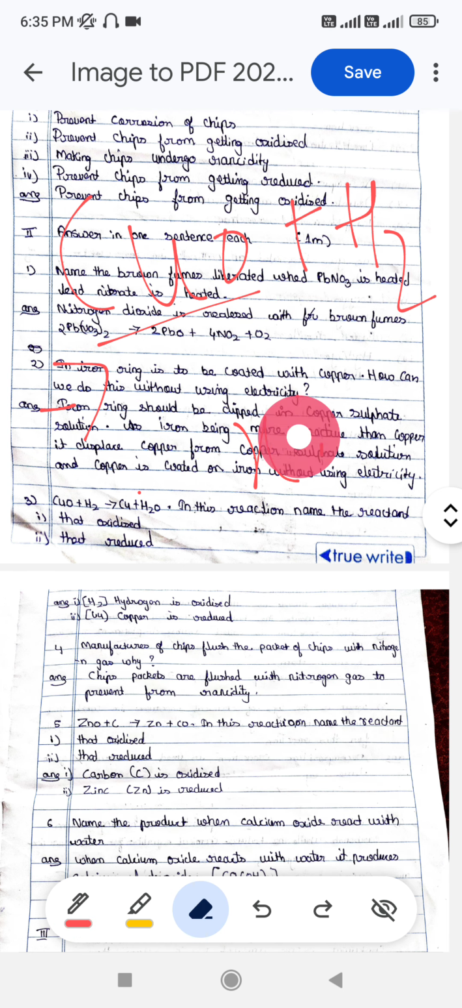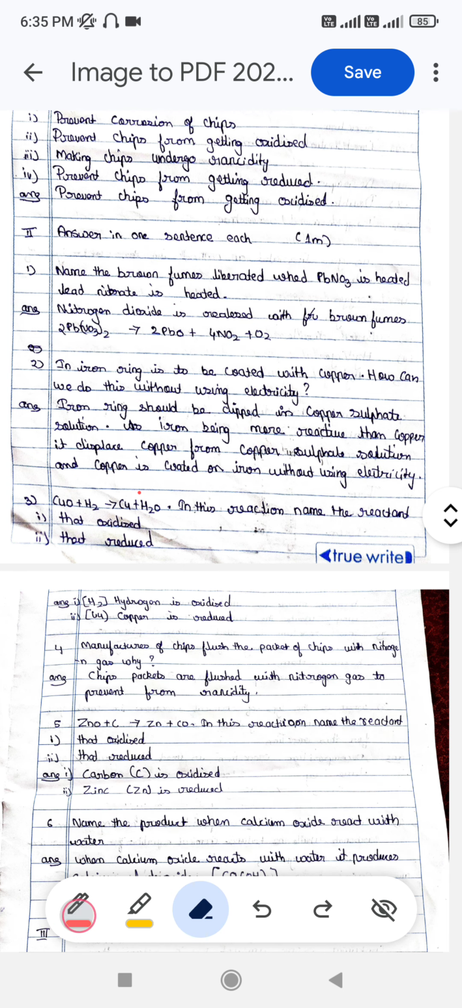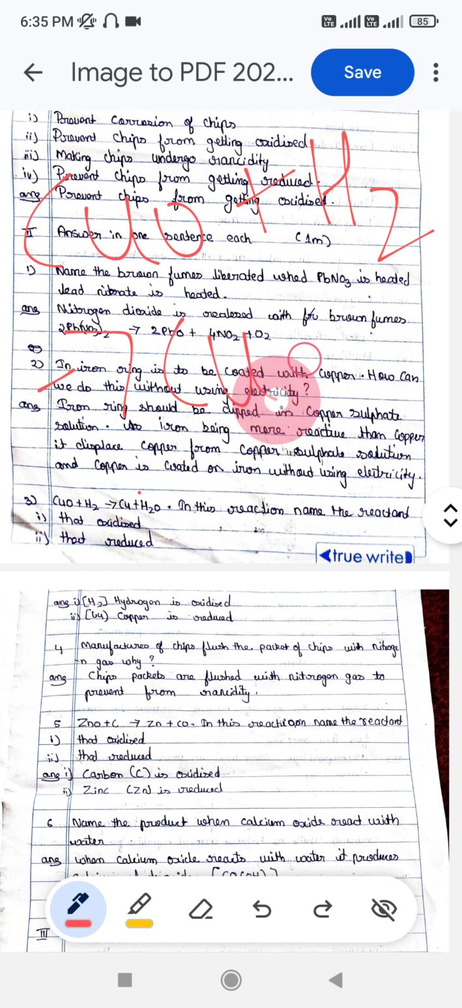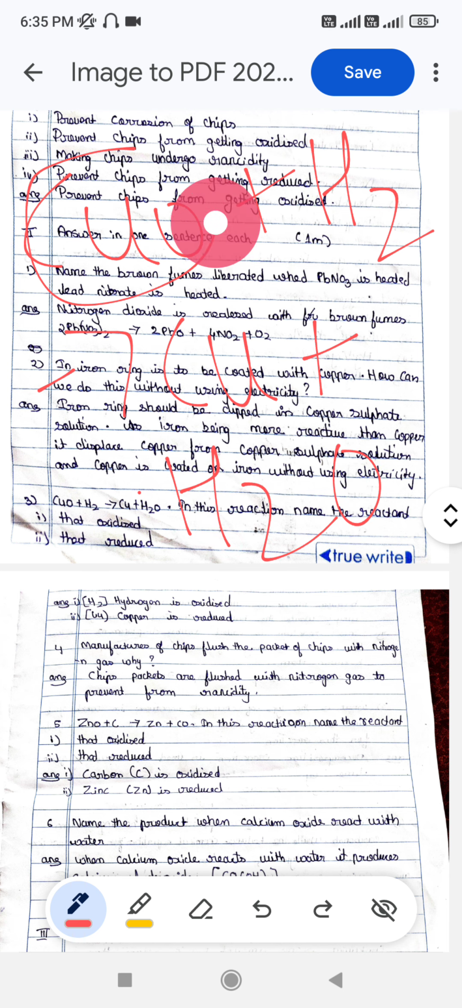So what is the reaction? Copper oxide plus H2, correct? When it reacts, what does it give? Copper plus H2O. Here copper oxide is in the reactant and it is losing oxygen to become copper, and hydrogen is gaining oxygen and becomes a water molecule.